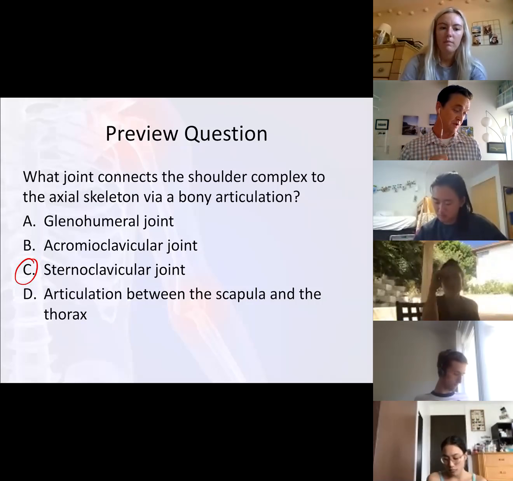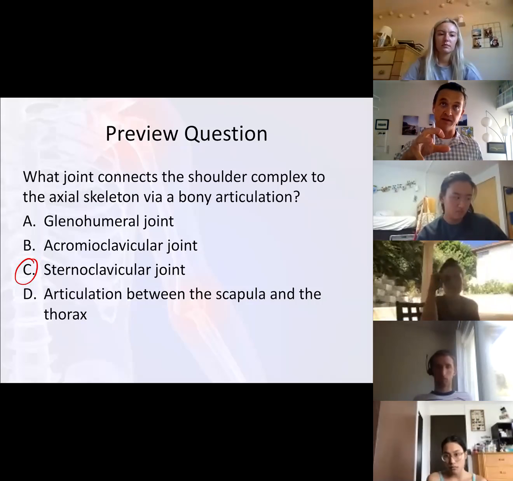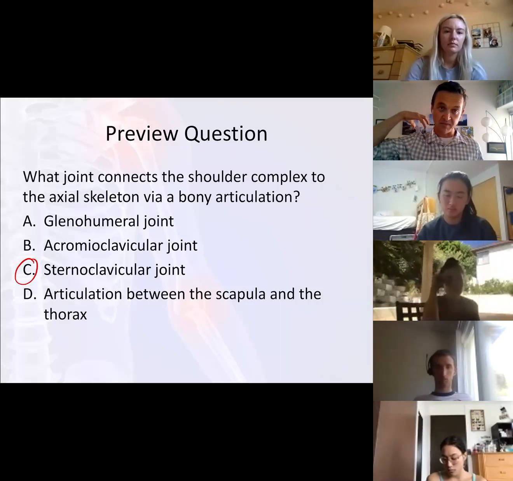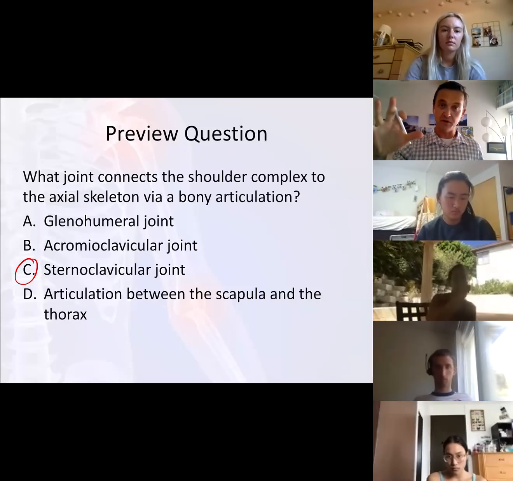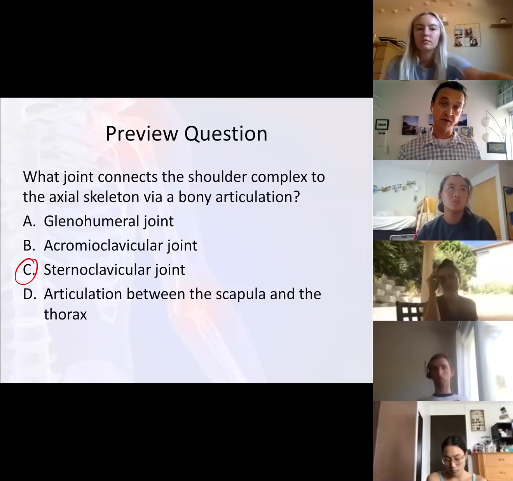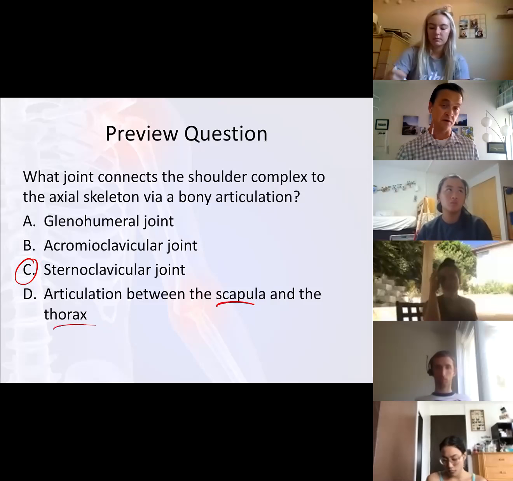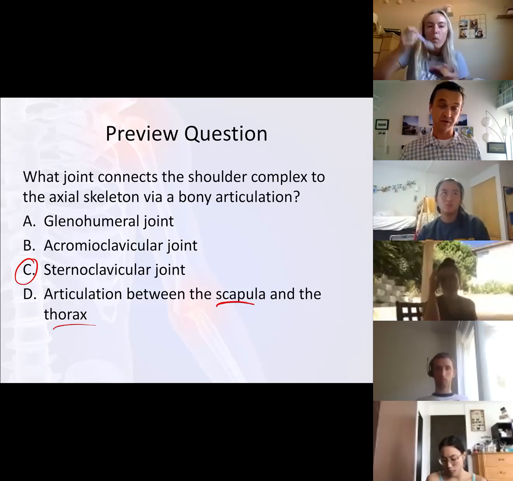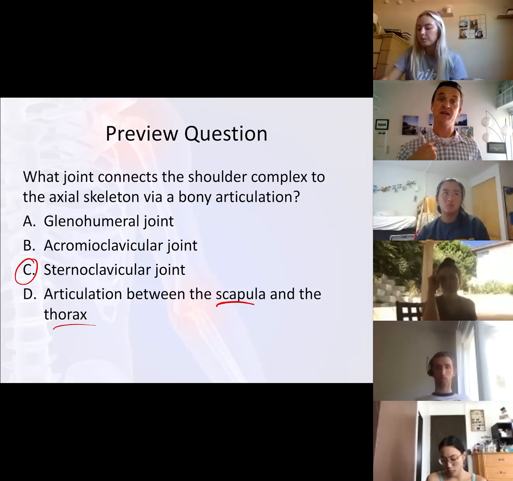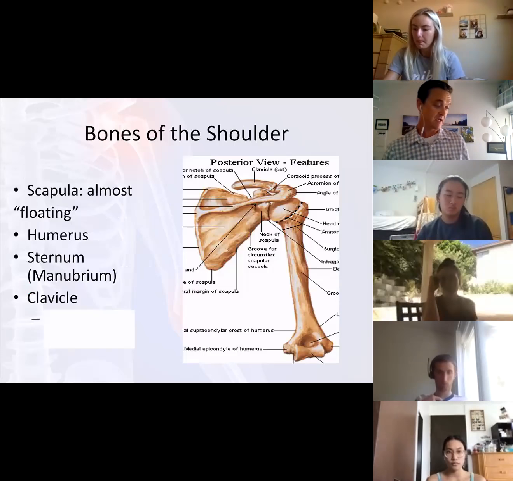So the glenohumeral joint, that's the one we think of as the shoulder. That's the ball and socket joint. That one is connecting to the scapula, but then the scapula, as it goes on the back, is just kind of floating on the back with some muscles. So we don't really have a bone-to-bone connection there. The acromioclavicular joint, we'll talk about that one. That's the clavicle and the scapula. So that one still isn't really connecting. Articulation between the scapula and the thorax, that's just kind of floating. There's not really a bony articulation there. So the one point is right here where your clavicle comes in and gets to your sternum. That's the sternoclavicular joint.